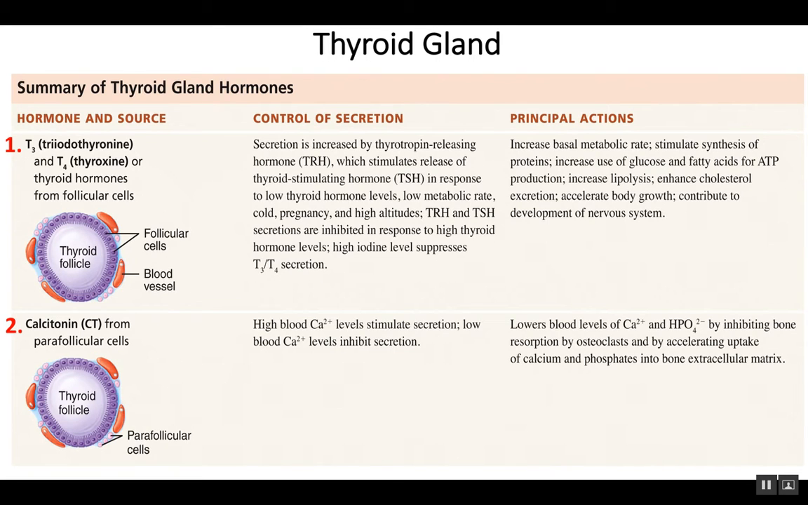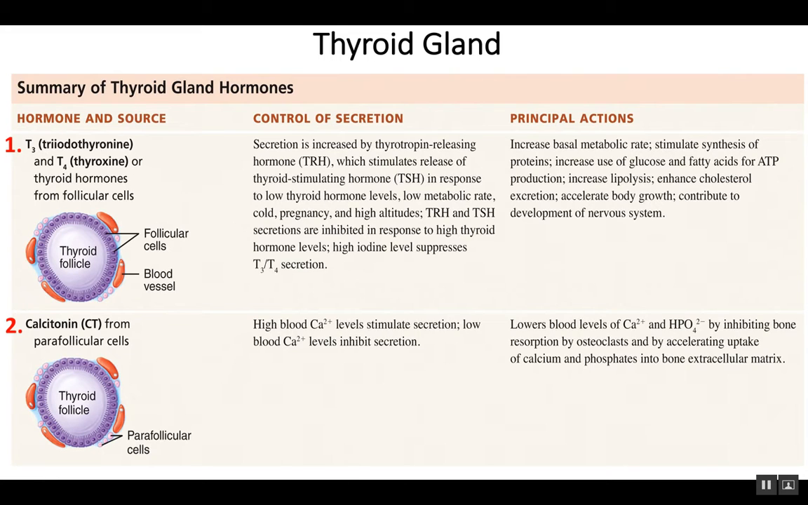Let's now look at the thyroid gland. I'll remind you that the thyroid gland is located in your neck. It's a fairly large gland. It's somewhat butterfly shaped with a couple lobes on each side of your trachea. And it's located just below your larynx or voice box.